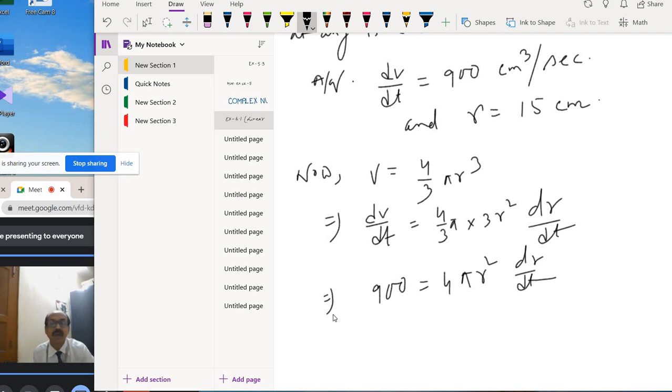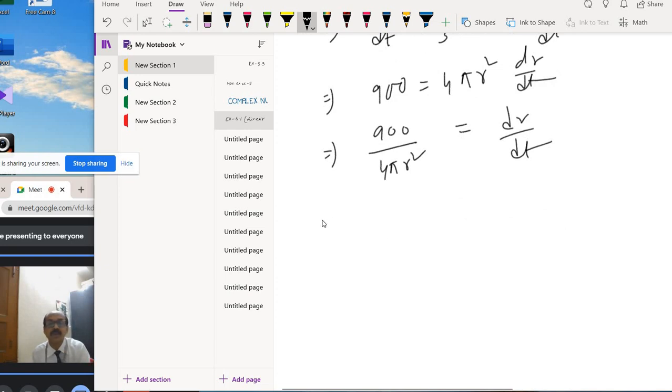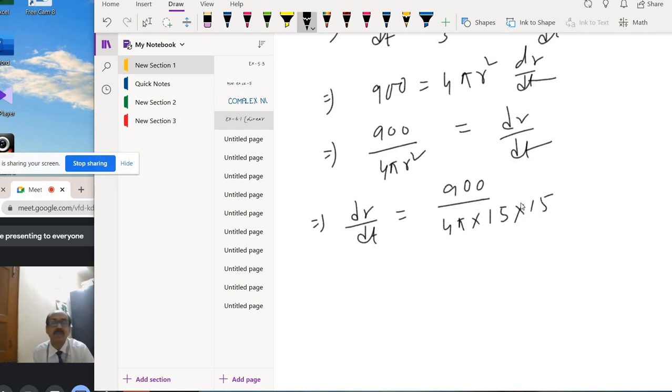Okay, now 900 by 4 pi r square equal to dr by dt, and r is the radius, r equal to 15. So dr by dt equal to 900 by 4 pi into 15 square, 15 into 15.